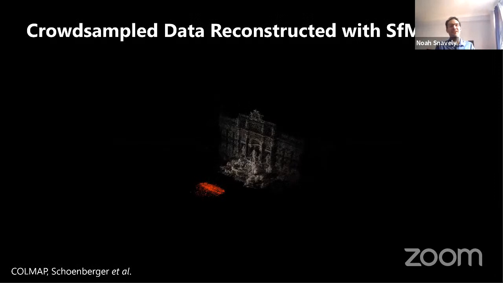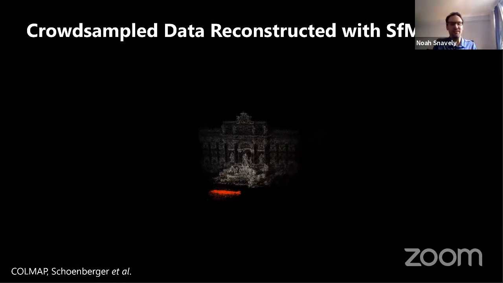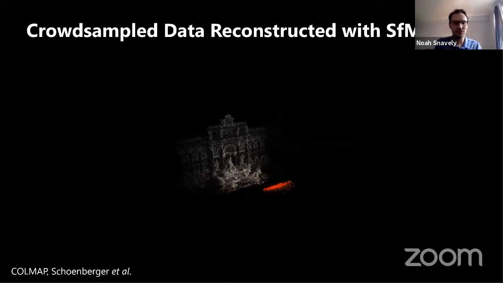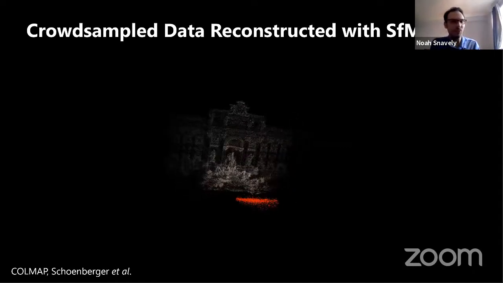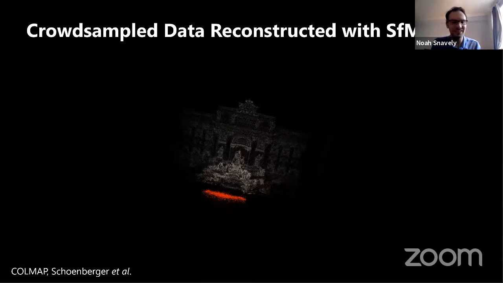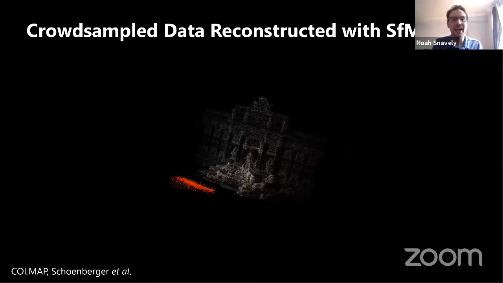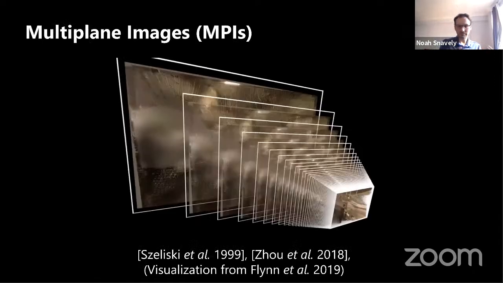Okay, so how do we do this? Well, we start again with taking your crowdsourced photos and running them through reconstruction. While Bundler is great, the best open source tool for this now that I know of is COLMAP by Johannes Schönberger. Once we have this 3D reconstruction, we fit a deep MPI to them.